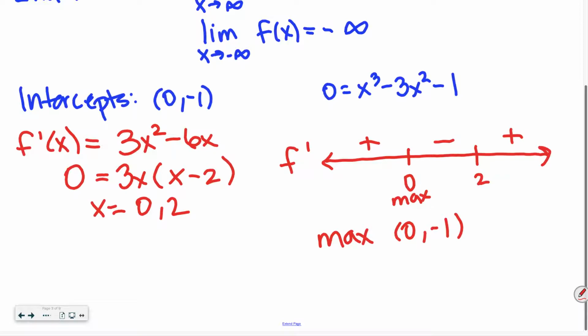What's happening at 2? We have a minimum. We have a minimum at 2, comma. When we plug 2 into the original function, what do we get? -5? Okay, so there's another coordinate we'll be able to plot. And we know that it needs to change directions there for a minimum.